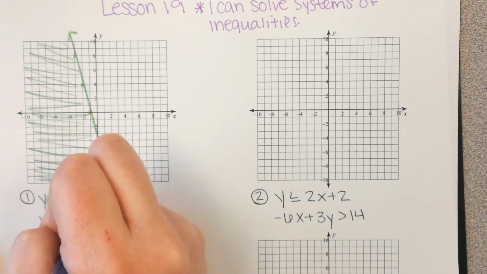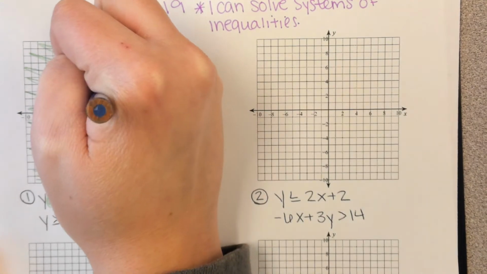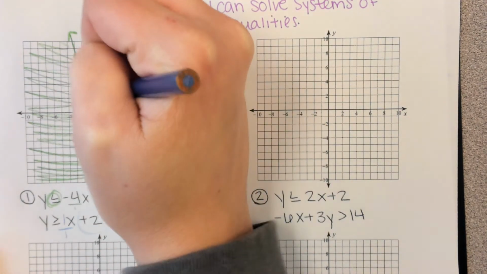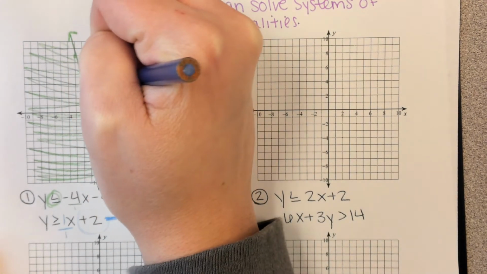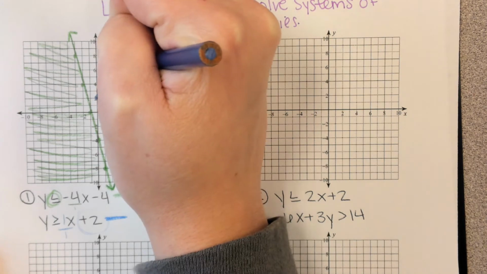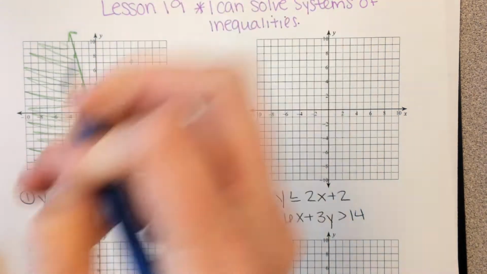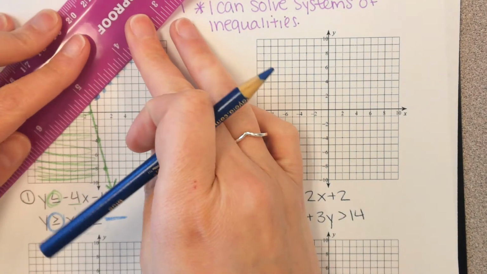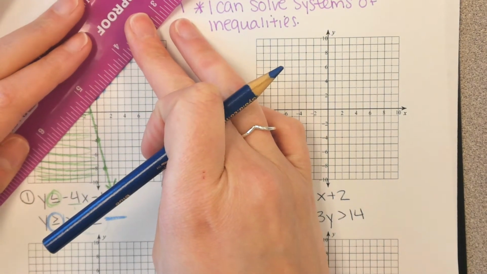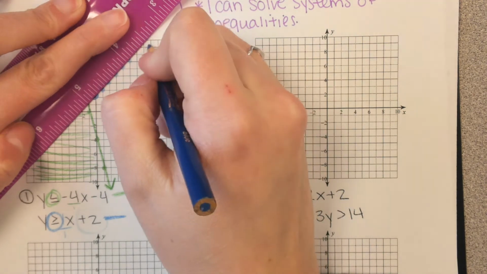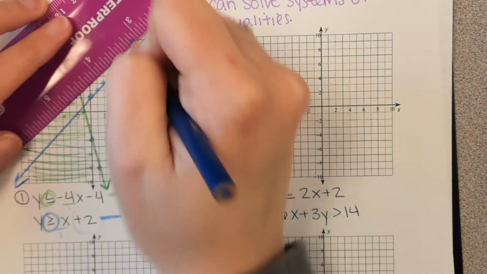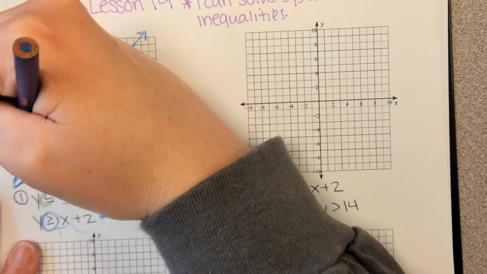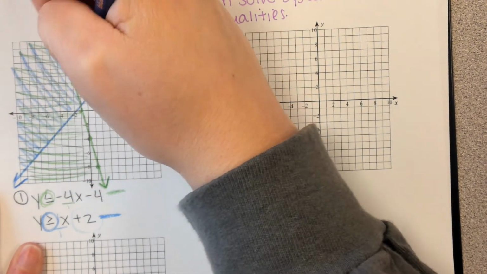We have a y-intercept of 2, and my slope is 1, so that's 1 over 1. I'm going to go up 1 over 1, up 1 over 1, and keep doing that for a few. Again, I have an equal to, so it's going to be a regular line. And this time I'm shading above. It's greater than, so I'm going to shade that region above the line.